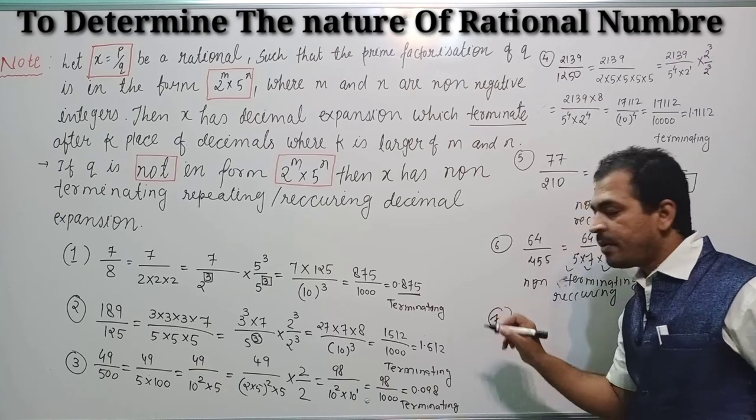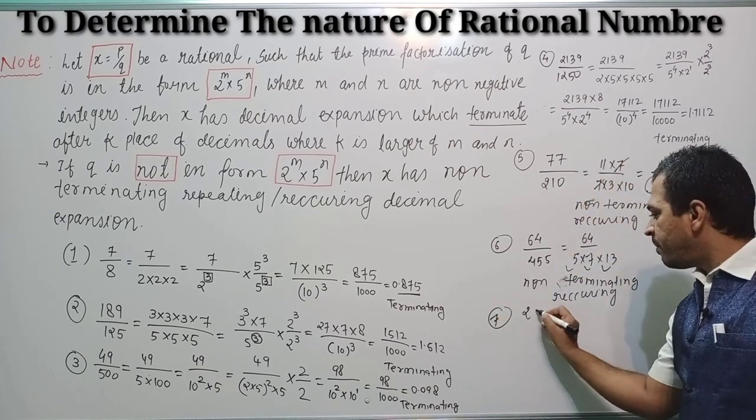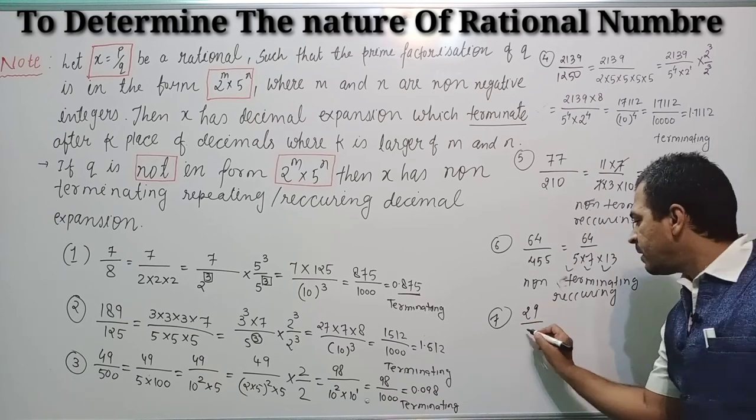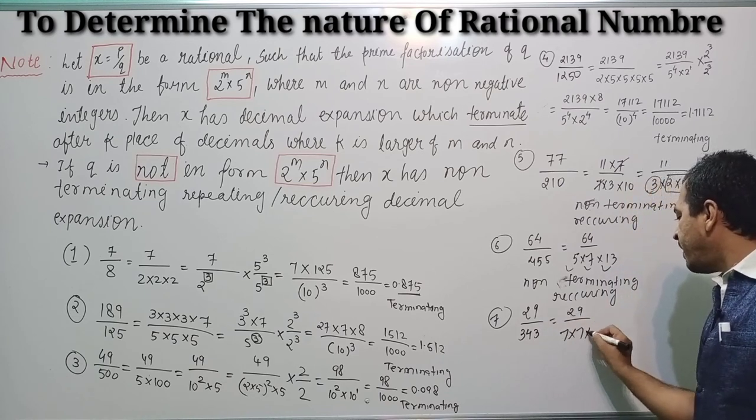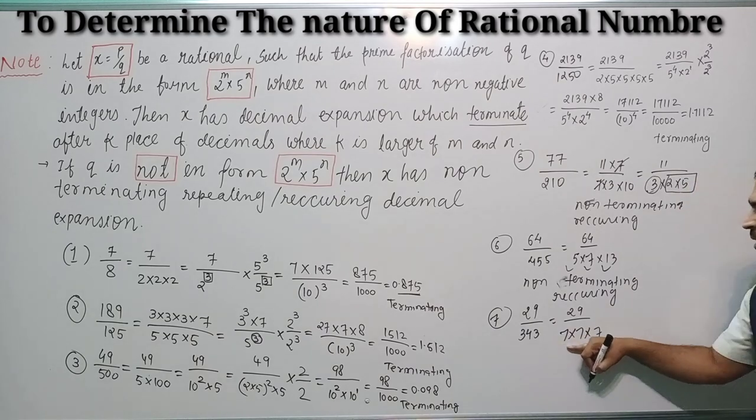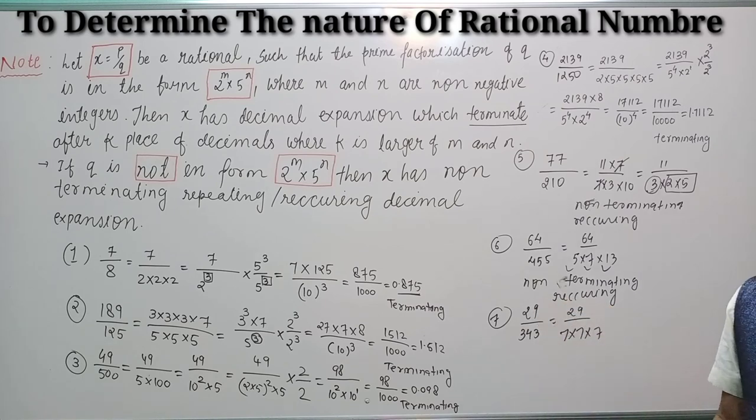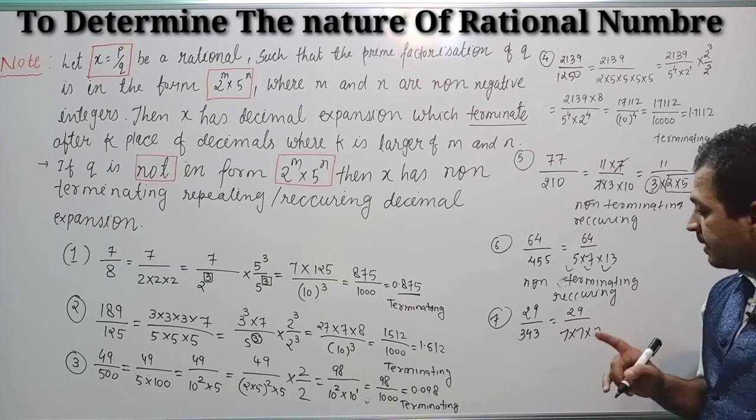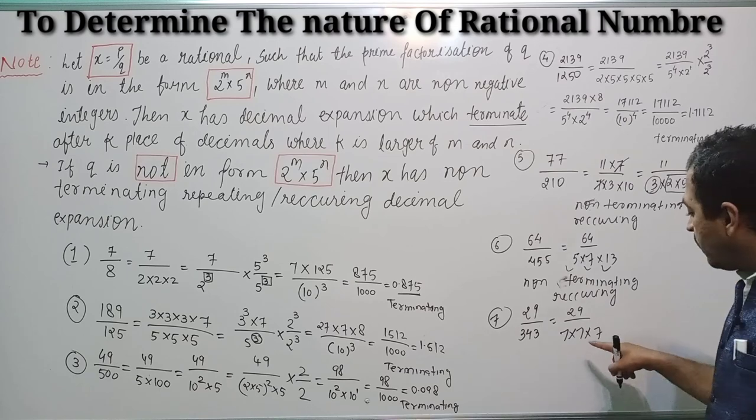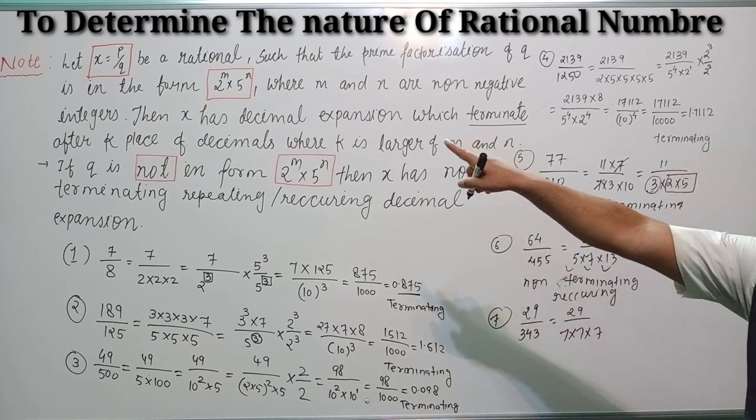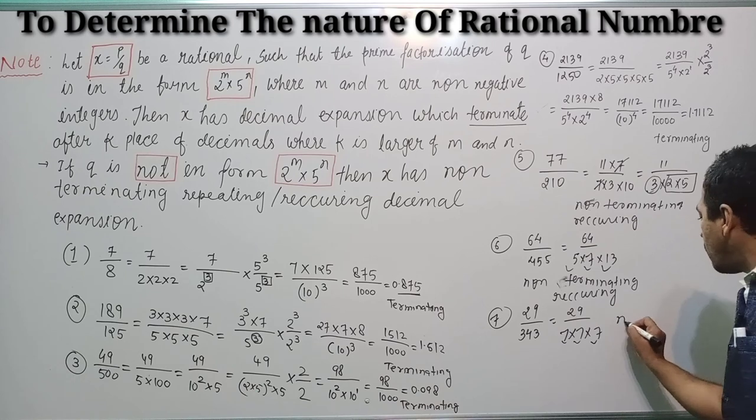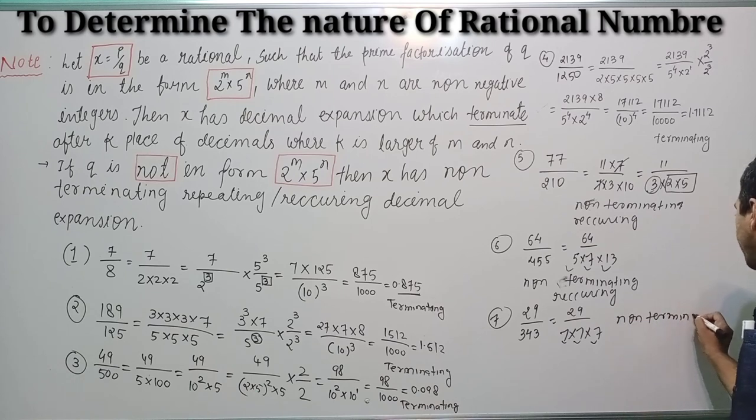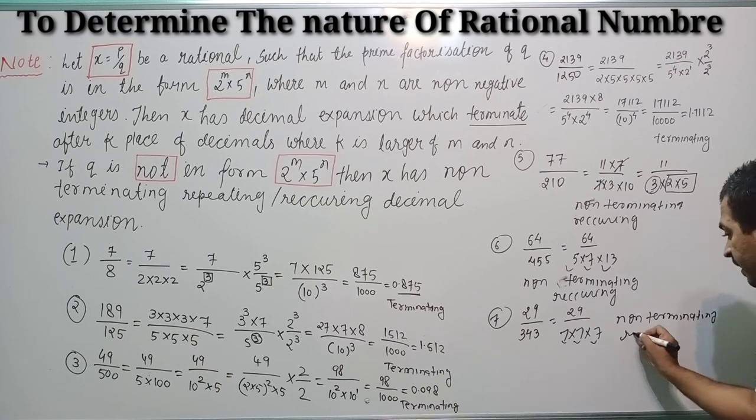Now, moving to the question number 7, suppose you have the number 29 over 343, right? 343 can be written as 7 into 7 into 7. Now students, here you can see that you are not getting 2 and 5 in the denominator. A fraction has a terminating decimal expansion if the denominator is in the form of 2 and 5. But students, here all the factors are 7. So this is also non-terminating, but recurring.